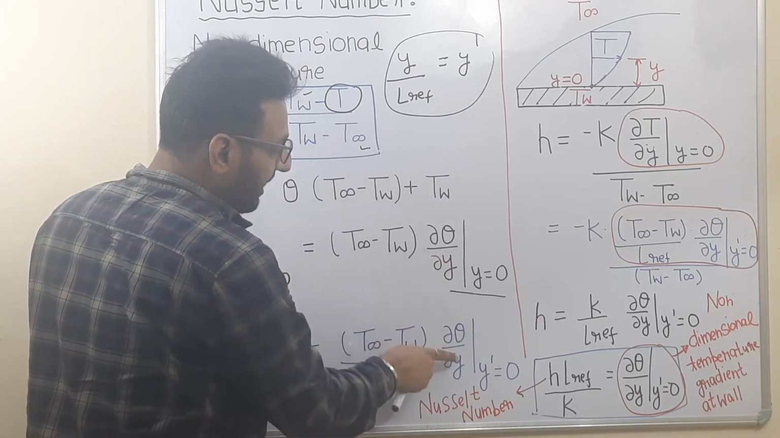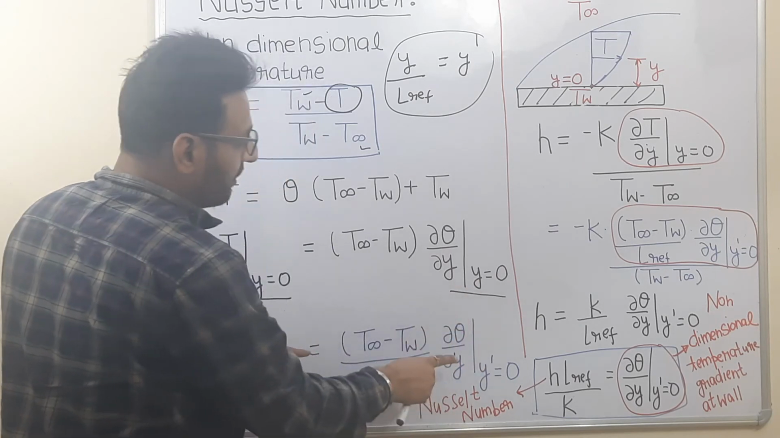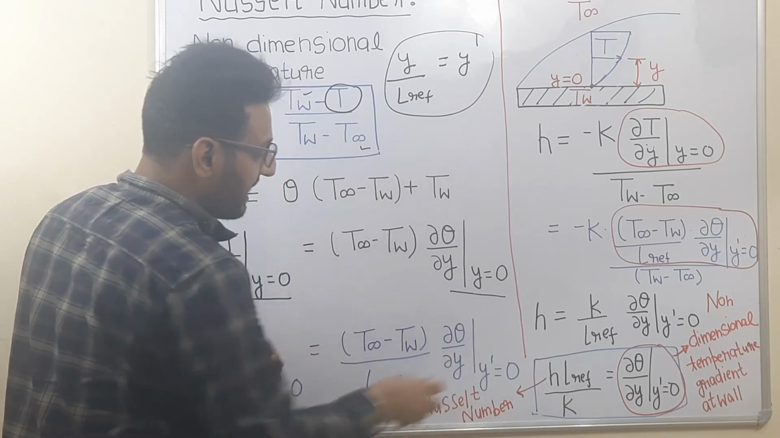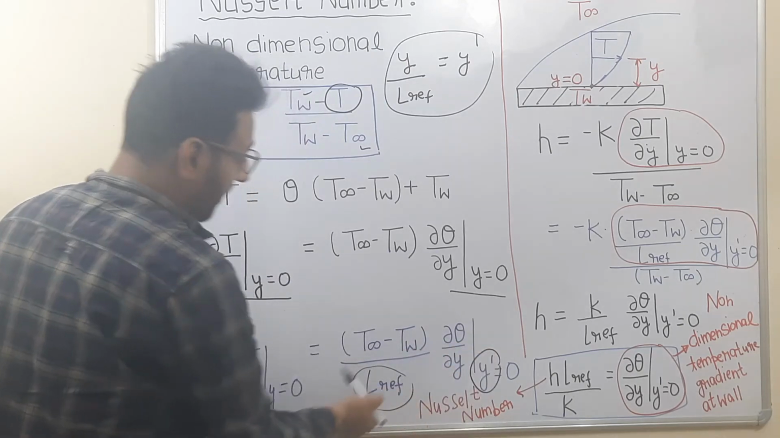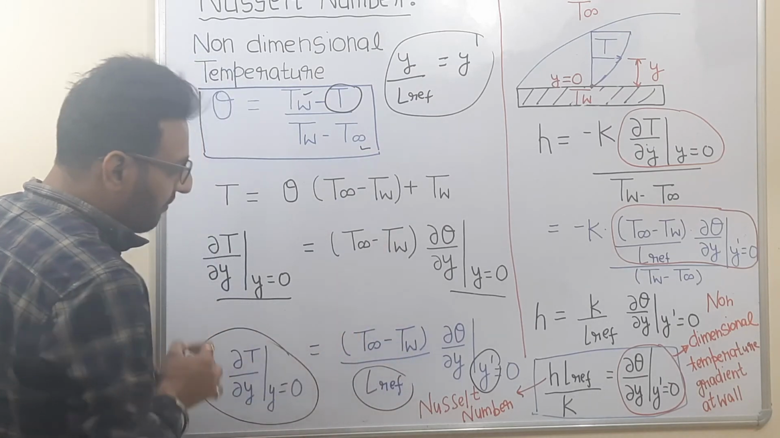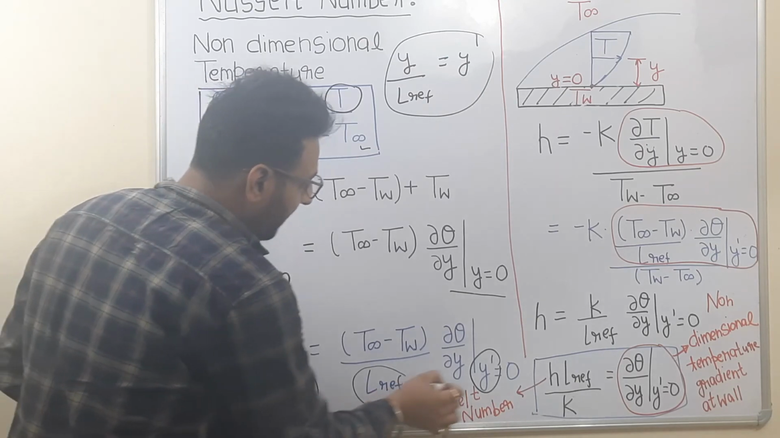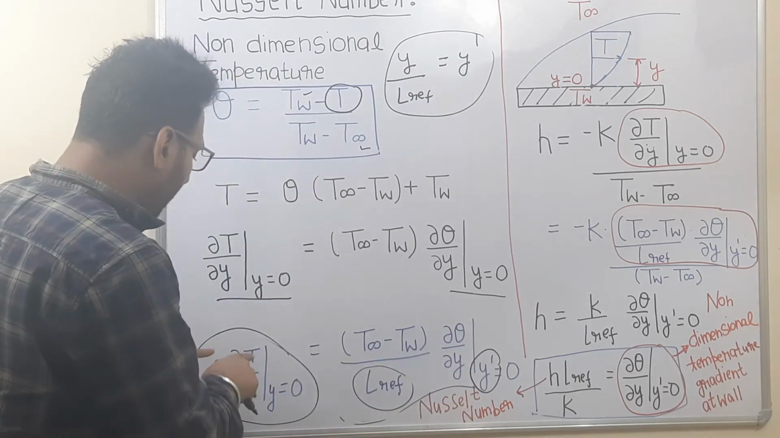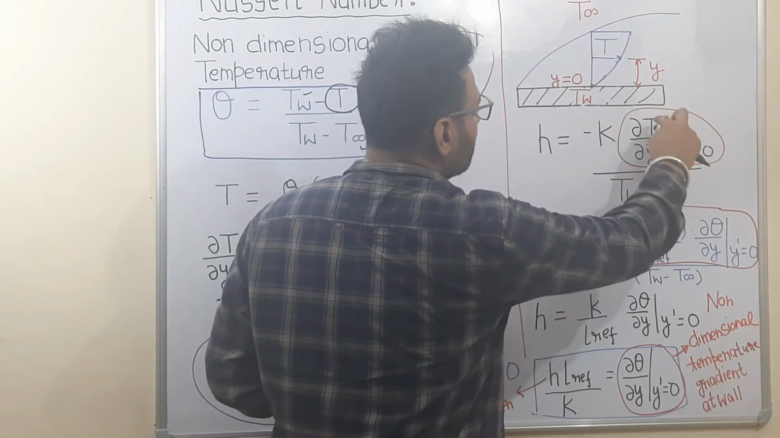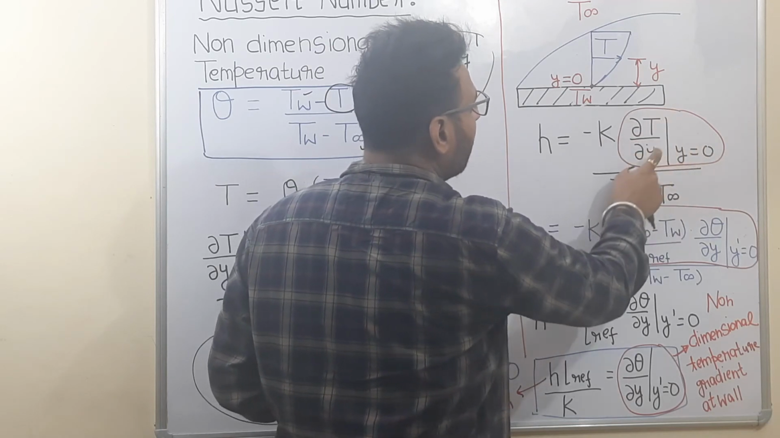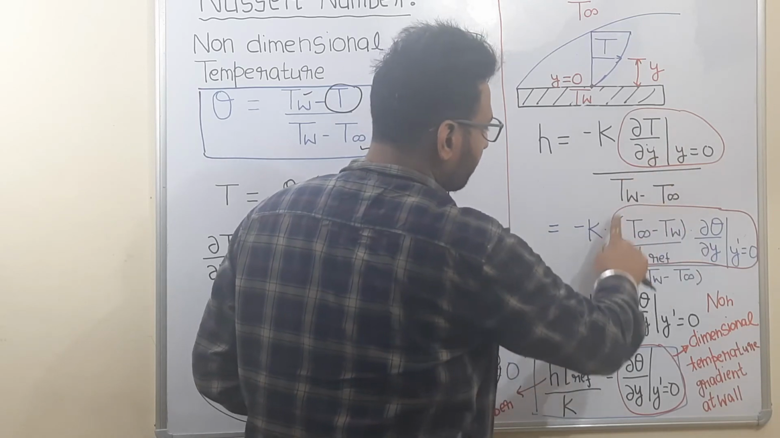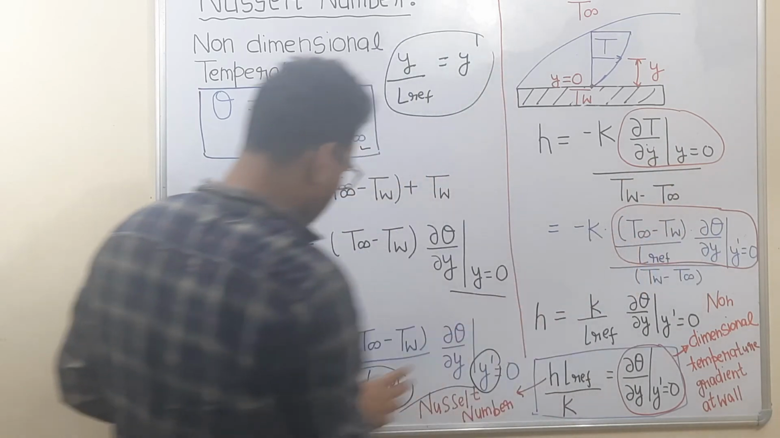So del theta upon del y at y equal to 0 will be converted into del theta upon del y dash. Y dash is non-dimensionalized form, so L reference will come here. In this way, now temperature gradient is converted into non-dimensionalized form like this. We will substitute the value of del T upon del y at y equal to 0 in this expression. So we have replaced this del T upon del y at y equal to 0 in non-dimensionalized form like this. So we have obtained this expression from here.